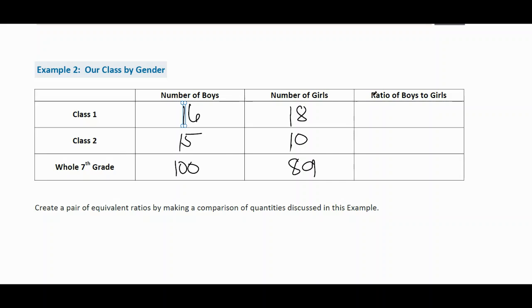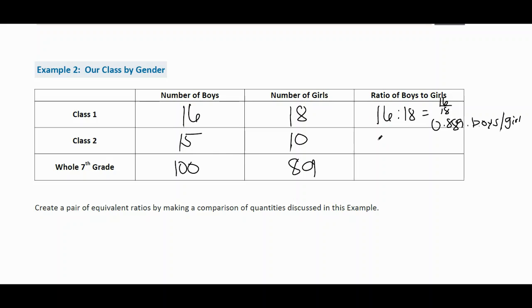Okay, so it says here ratio of boys to girls. So what we're going to write here is 16 is to 18. I'm sorry about that. So this one is 16 is to 18, so 16 over 18. So definitely we can divide that. Our answer will be approximately 0.88888, and so on and so forth, boys per girl.